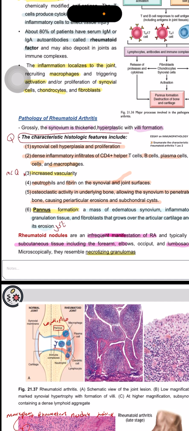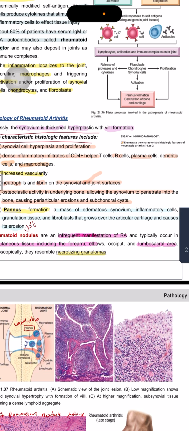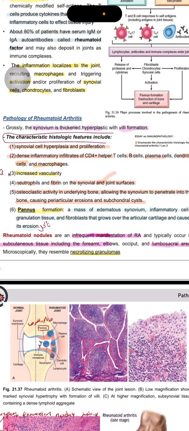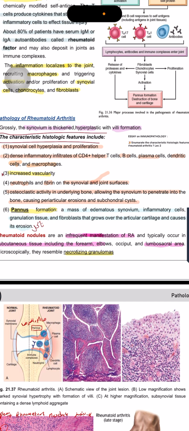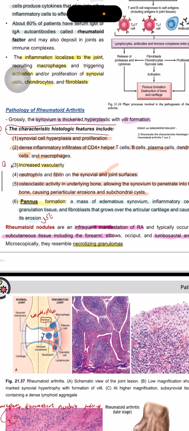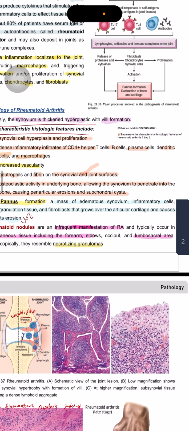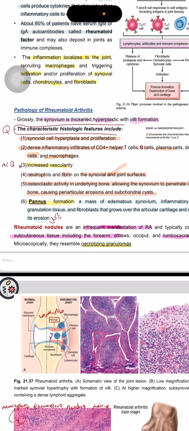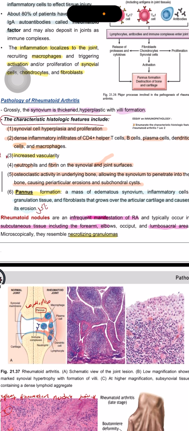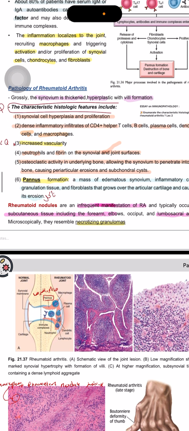Osteoclastic activity in the underlying bone indicates there is disease, allowing the synovium to penetrate into the bone, causing periarticular erosions and subchondral cysts. Pannus formation is a mass of edematous synovium. It is in joint tissue that gets injured or destroyed, so it will just contain edema, inflammatory cells, coagulation tissue, and fibroblasts. This results in erosion and rheumatoid nodules.